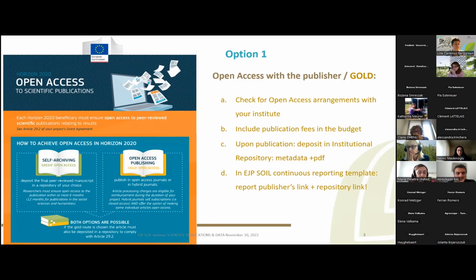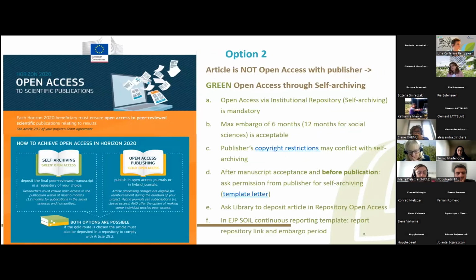So that was the first option, the gold open access. In case it was not possible for you to publish your article open access through the publisher, or you didn't have funds for it, and your article is not open access with the publisher, then there is another option left for making it open access. It is green open access, also called self-archiving. So what happens there? You provide open access through the institutional repository.